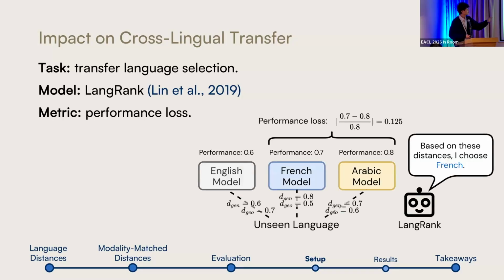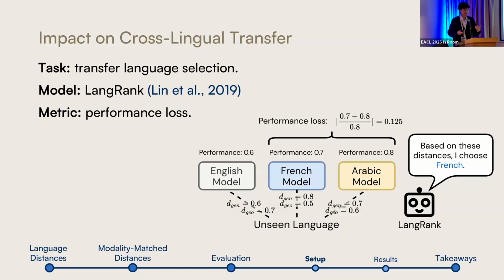So our task setup is this: we are given 1, an unseen language, 2, a set of models trained in a different but high-resource language, and 3, the language distances between the unseen languages and the set of model languages that are used to train the models. We train a ranking model, called LangRank, from 2019, to predict the model that we expect to perform the best for that unseen language. And we measure the performance of LangRank with a metric called performance loss, which is the relative gap in performance between the model that LangRank chooses to be the best and the model that is actually the best, so the optimal language.